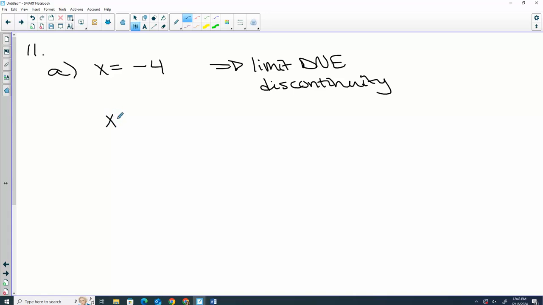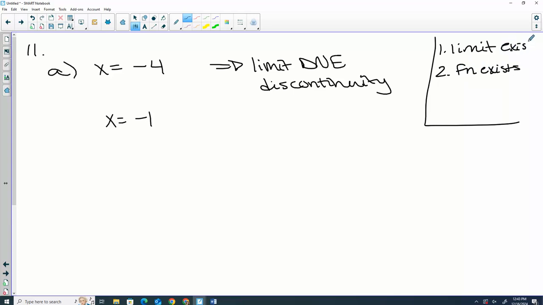What's the next place? -1. So again, reasons. Vertical tangent line. So in order to be differentiable, you have to have a limit, the function has to exist, and the limit has to equal the function. Those are the rules for continuity.